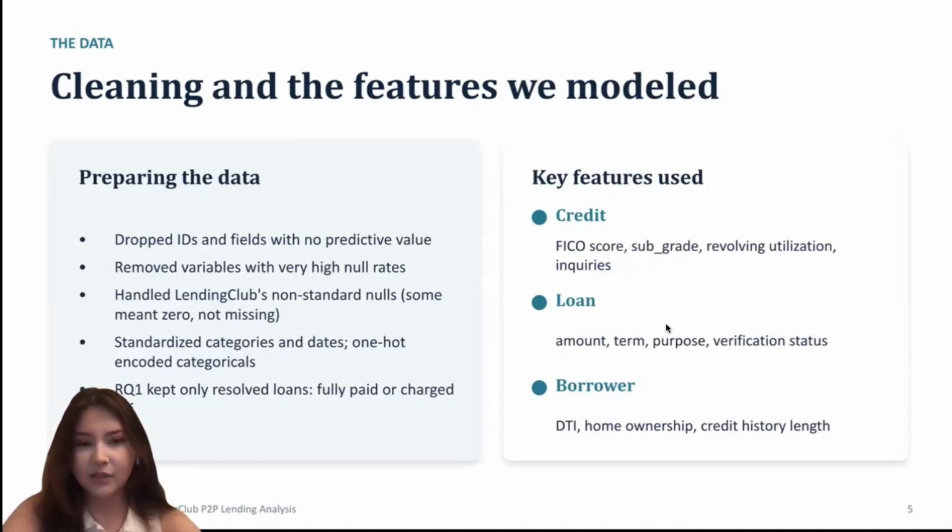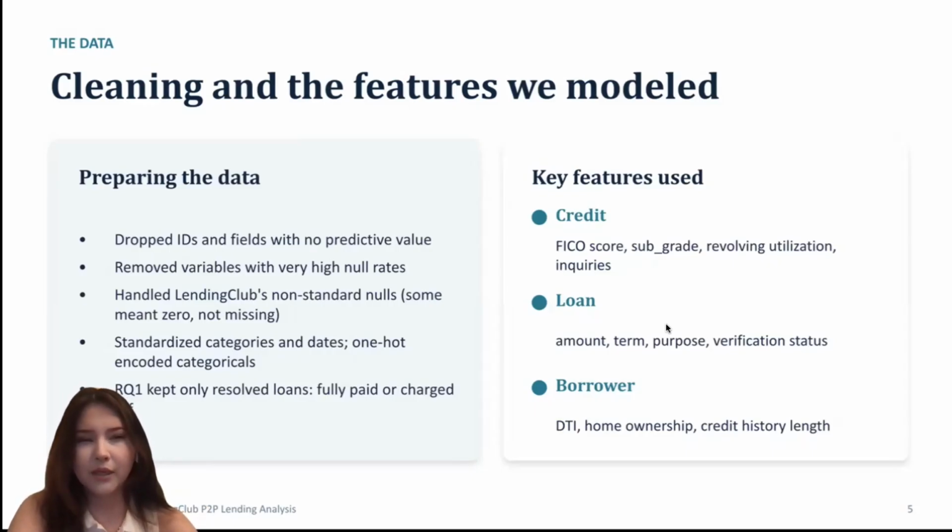Because the first was a binary dependent variable, and our second research question has a continuous dependent variable, interest rates, we had to use different metrics. For numerical values, we used Pearson's correlation. And to check and mitigate any multicollinearity, we used a heat map. We had all our variables on the X and Y axis, and we were able to see if there were any associations between features that would be affecting the models.